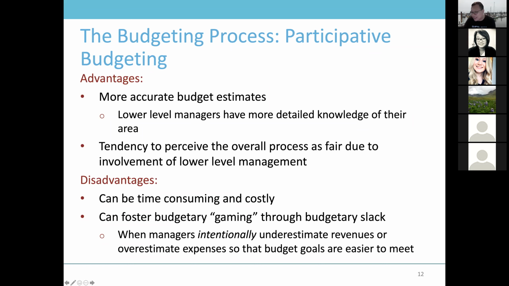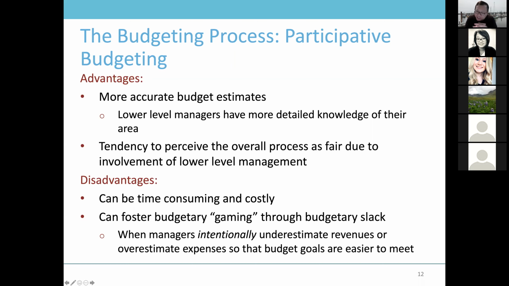What's the disadvantage? That means this decision cannot be made only at the senior level. They have to have meetings with the lower level. They have to interview these managers from different levels. That means it's going to be time consuming. It's going to be costly. And also there's a very interesting thing called budgetary slack.